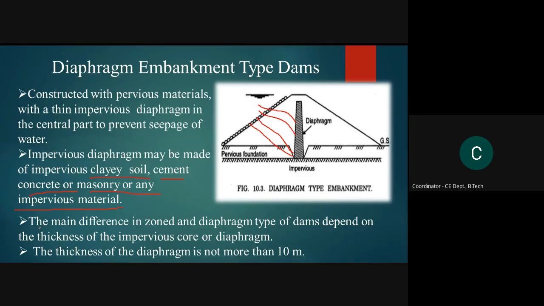Okay, the main difference between zoned and diaphragm type dams depends on the thickness of the impervious core or diaphragm. So what should be the thickness? The thickness of the diaphragm should not be more than 10 meters in the case of the diaphragm embankment type dam. But in the zoned embankment type dam, the thickness can be more than 10 meters.